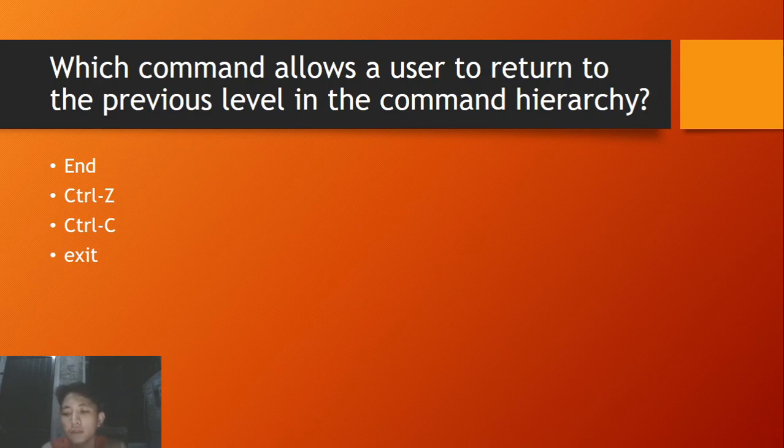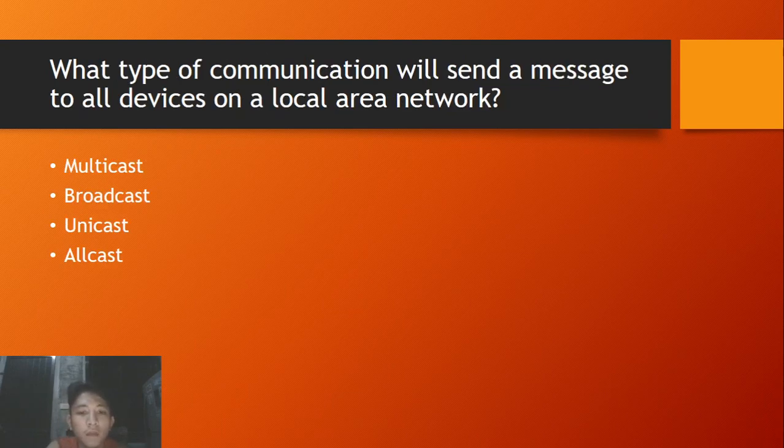The next one is: what type of communication will send a message to all devices on a local area network? We have here multicast, broadcast, unicast, and allcast. For this one, the type of communication that will send a message to all devices should be broadcast. Why? Broadcast communication is a one-to-all communication.